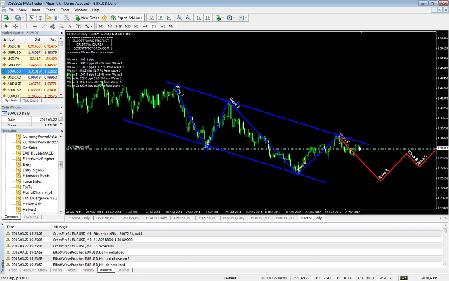But again, you just need to pay attention and check this. If the price breaks the trend line, then we can see that the Elliott wave will not form till the end here.